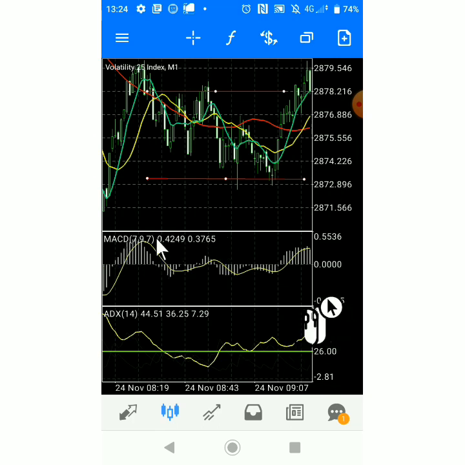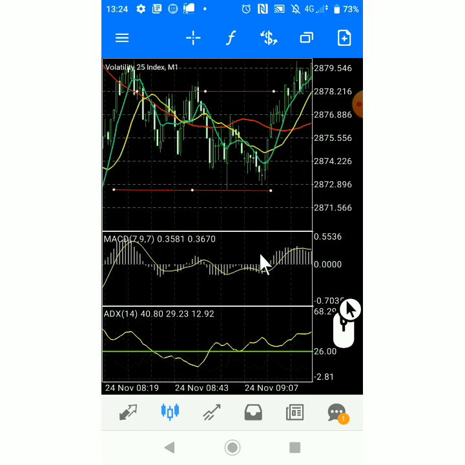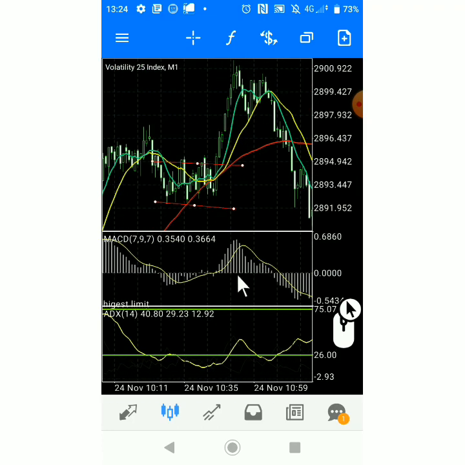So the next indicator is the MACD, which we have set the levels. Now you take note of this 0.0000. Whenever the trend goes below 0.000, it simply means that the trend is bearish. That means the trend is down. But whenever all these lines go above the 0.00, it simply means the trend is going up.